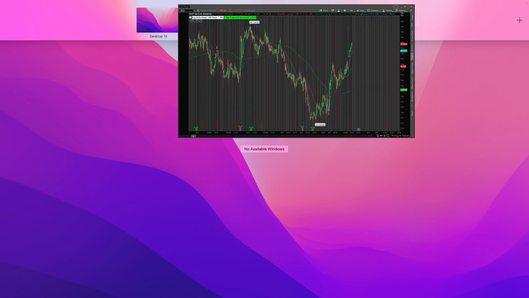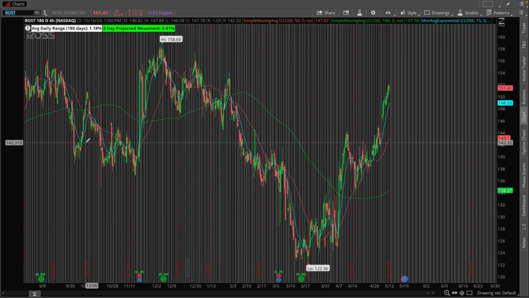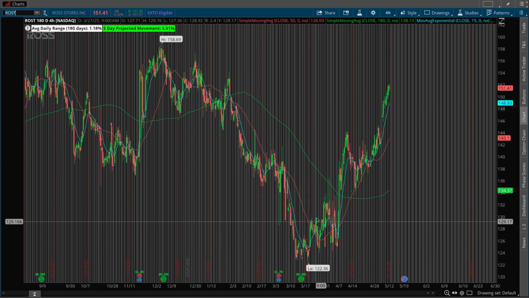So when we look at ROST, what do I see here? I see a lot of chop. I don't see any clear direction, no clear trend. Obviously, coming off those lows at 122, we have moved. Let's see.